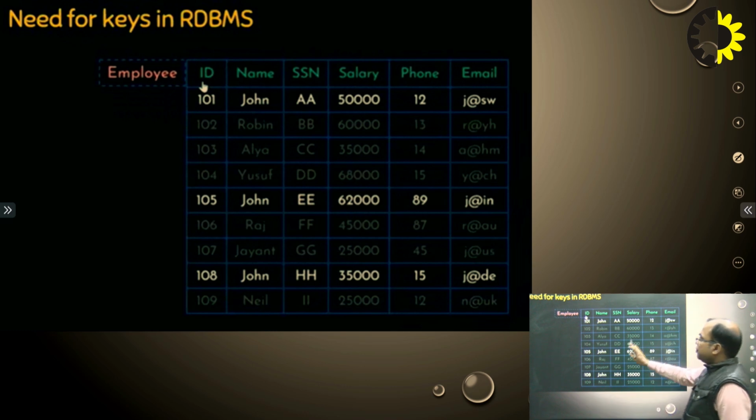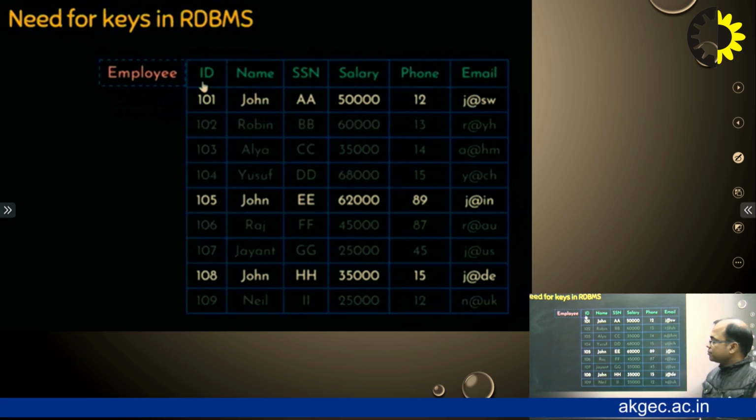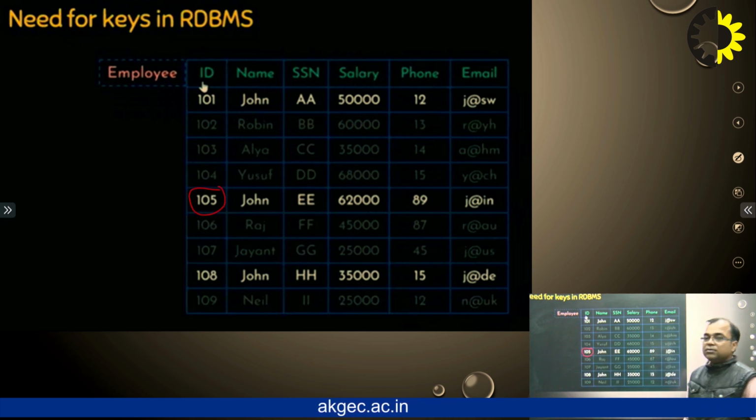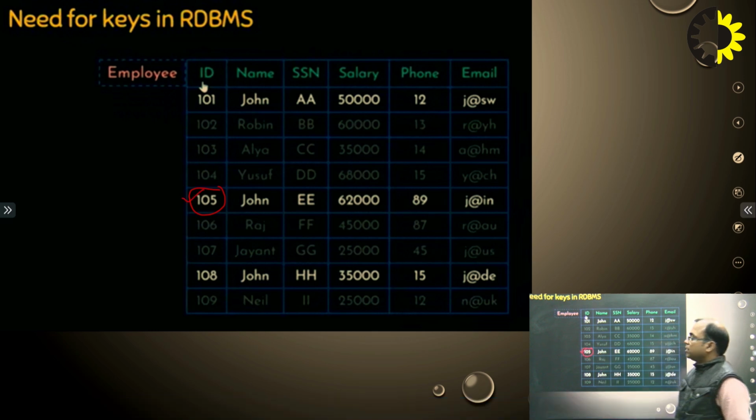So that's why we need something like 101 John, 105 John, or 108 John. Which John are we concerned with? We are concerned with 105 John, as 105 is uniquely defined. So if we increase the salary of 105 John, it is no other John. It is only concerned with this John, so we can now increase the salary. This is why we have keys in RDBMS, to solve this type of problem.